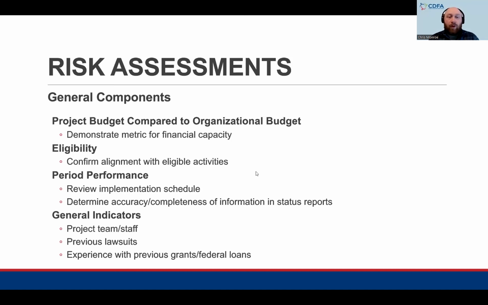Eligibility. So we are seeking to confirm alignment with eligible activities. For this, it's building or renovating a community center or what was identified as a community center, to ensure that the programming aligns with the eligible components. So basically to make sure that you're not opening up a bowling alley. We're reviewing what you've already provided and making sure that everything is in alignment.